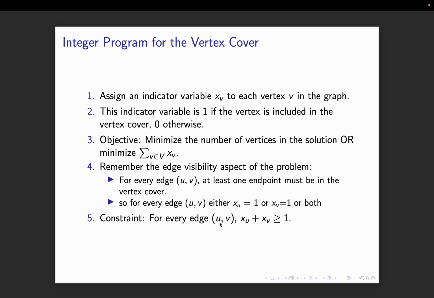So for every edge, if I make the constraint that xu plus xv must be greater than or equal to 1, that actually makes sense. So minimize the sum of xv over all the vertices such that for every edge, xu plus xv must be greater than or equal to 1, right? It can be 1 or 2, basically, if both are 1.